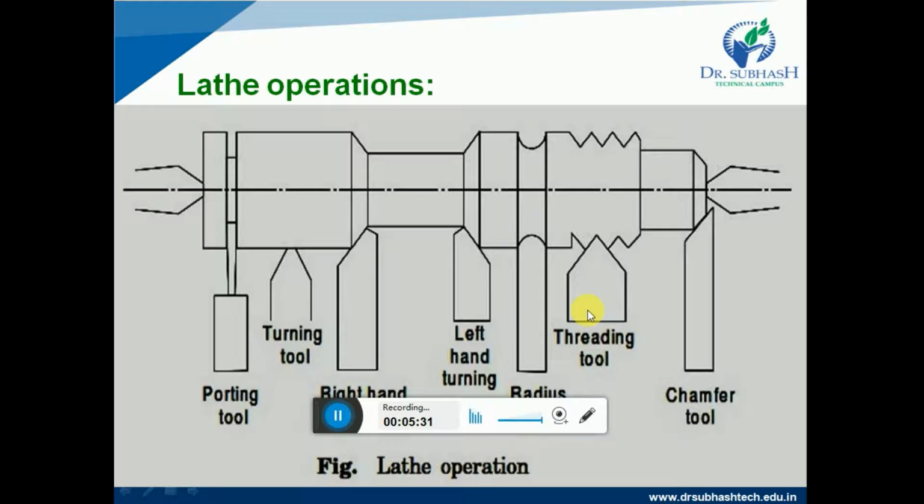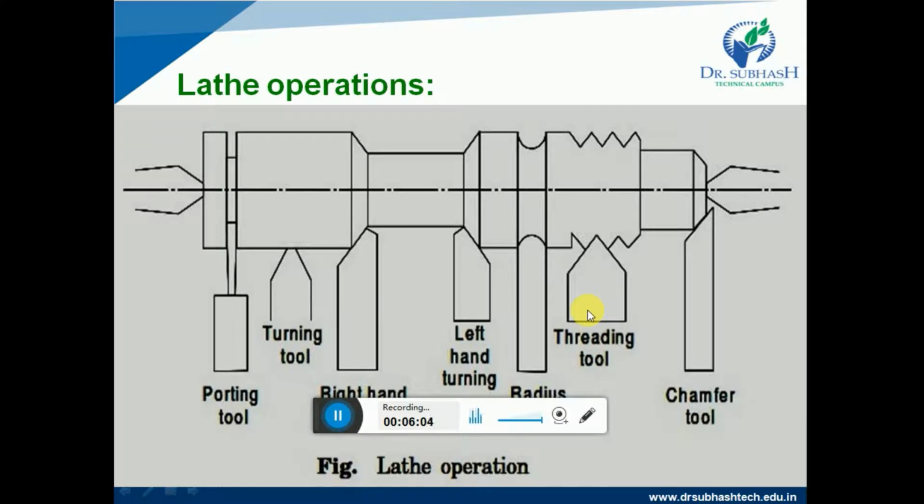Next one is the knurling operation. You know that it is a different operation from the others, because it is the process of producing a rough surface on the workpiece to provide effective gripping. In other operations that we perform on the lathe machine, we are removing some metal or material from the workpiece in different sizes and shapes.